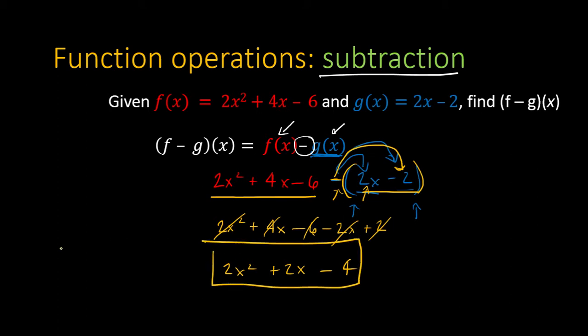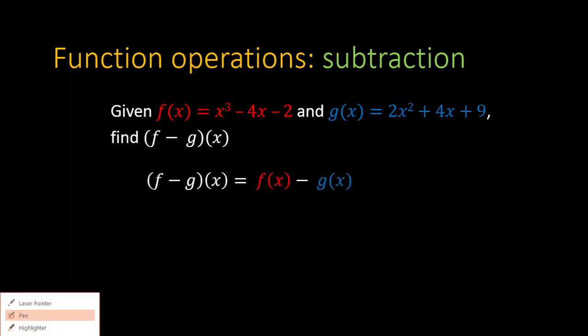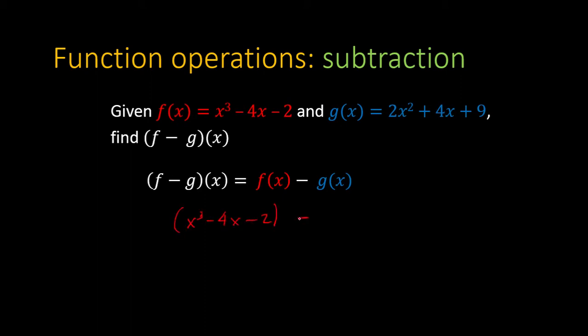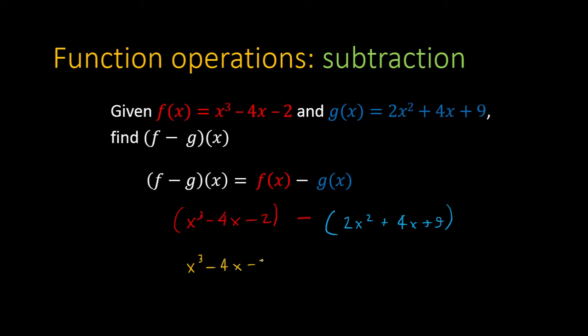So again, notice that the only real difference here was that I had to make sure to distribute that negative symbol to everything in g of x. Let's do it again. So I start by writing f of x, and then I'm going to subtract g of x. Now I'm going to distribute that negative symbol, so I'm going to just rewrite f of x because I didn't do anything to it. I'm going to subtract 2x squared. I'm going to subtract 4x, and I'm going to subtract 9.